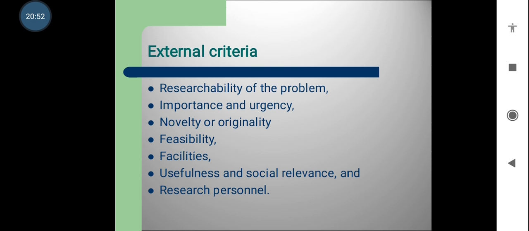So these are the external criteria for the research process, and this is how we identify the problem. Next we will see the topic of formulation of the selected problem.